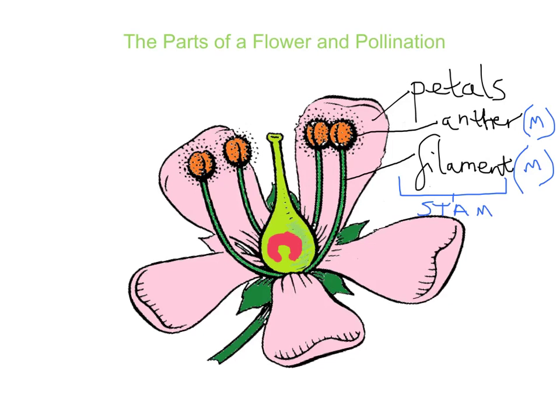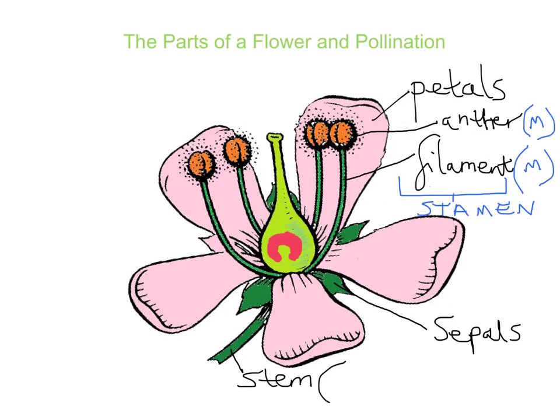That's S-T-A-M-E-N. So the anther and filament form the stamen. So let's continue down. And we'll come to the female reproductive part of this flower in a moment. You can see that we have almost small leaves here beneath the flower. These bits I've coloured in dark green. Now they're what you call sepals. So we have sepals, and then that would lead to this here that I will label the stem.